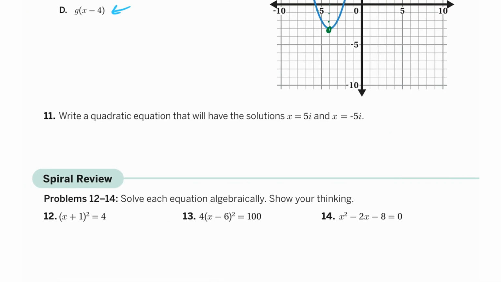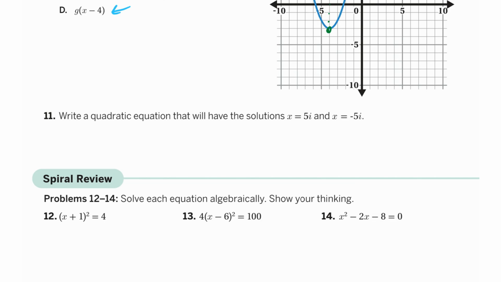So for number 11, write a quadratic equation that would have the solutions x equals 5i and x equals negative 5i. So a couple ways to do this. I'm going to give you the basic way that you might think about it originally, and then I'm going to go through maybe a precursor to something that we use in the future.